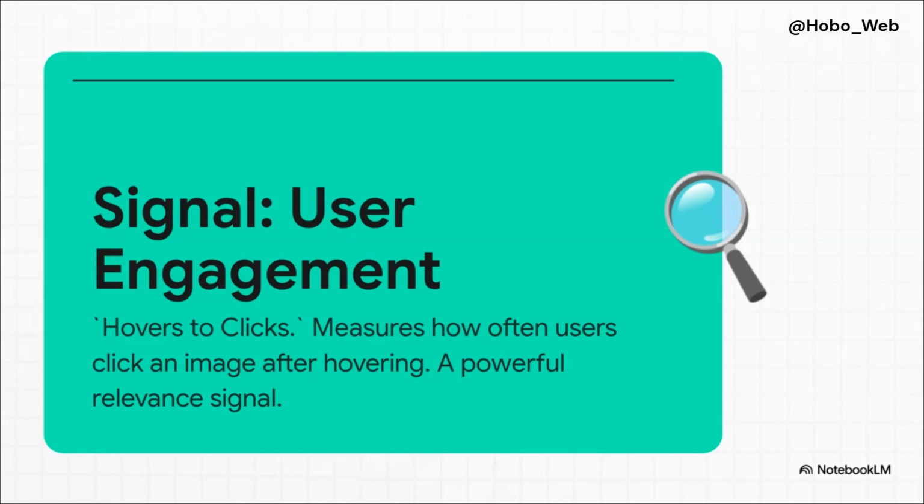And second, Google is literally watching how real people interact with your images. A signal called H2C, which stands for hovers to clicks, directly measures how attractive your image is for a specific search. If people see your image in the search results and they're compelled to click on it, well, that's one of the strongest signals of relevance you could possibly send.